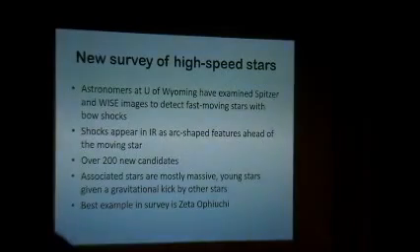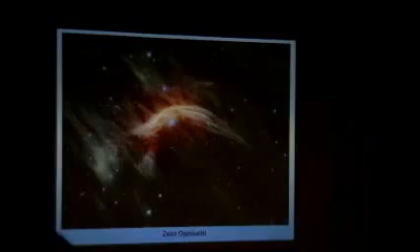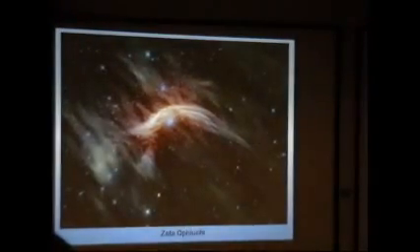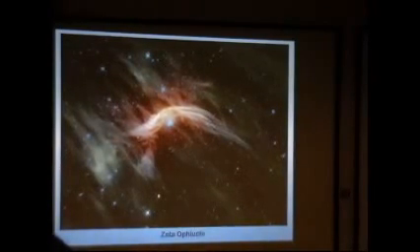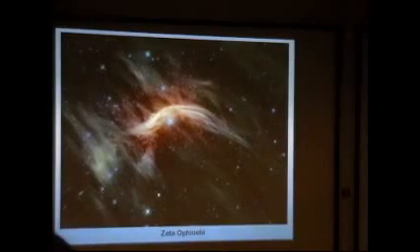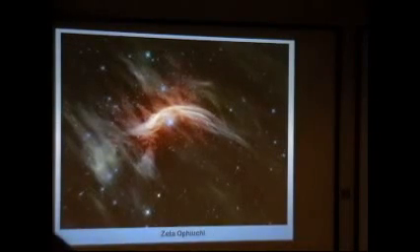One they really focused in on is Zeta Ophiuchi, which you can see here in this rather lovely picture in infrared light. Now Zeta is the bright blue star in the center, and it is moving very, very quickly from the lower right to the upper left in this image.